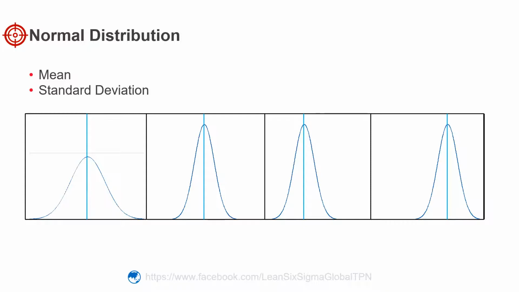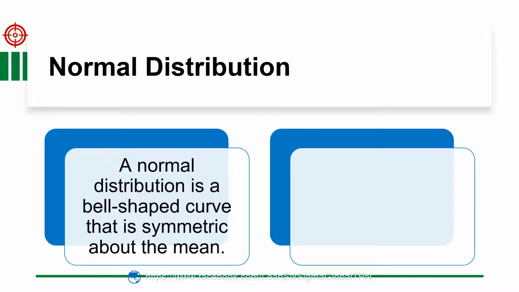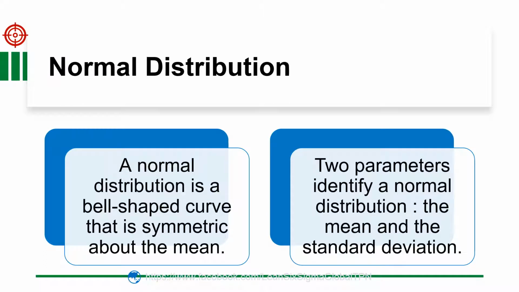A normal distribution with a small standard deviation has little variability, so its curve is narrow. A normal distribution with a large standard deviation has greater variability, so its curve is wider. Let's review. A normal distribution is a bell-shaped curve that is symmetric about the mean. The normal distribution is identified by two parameters, the mean and the standard deviation.